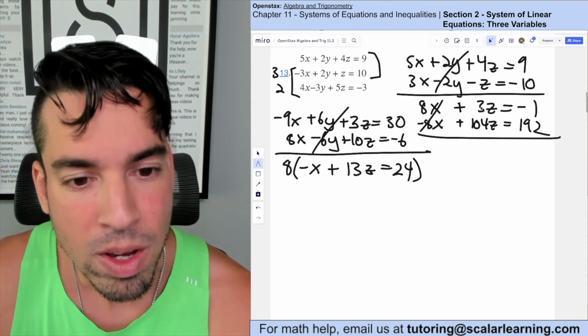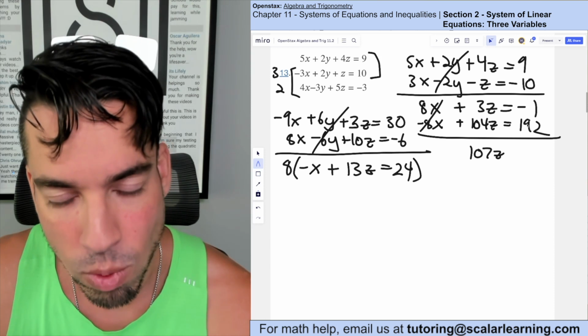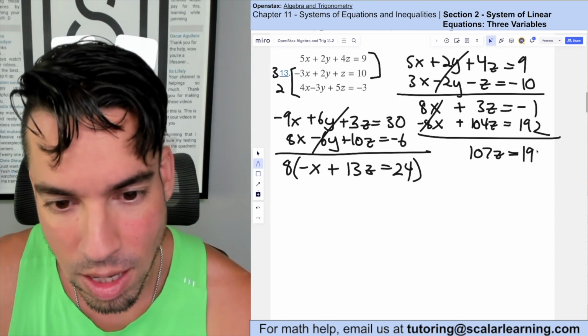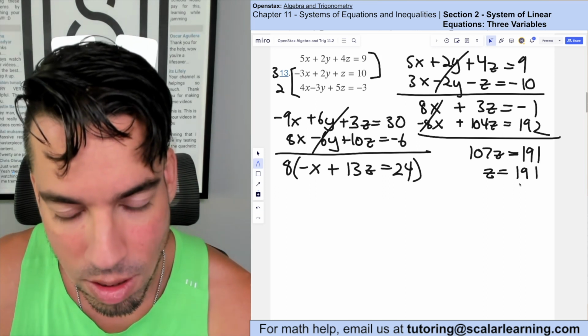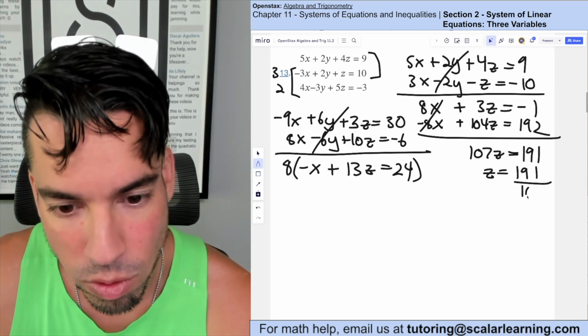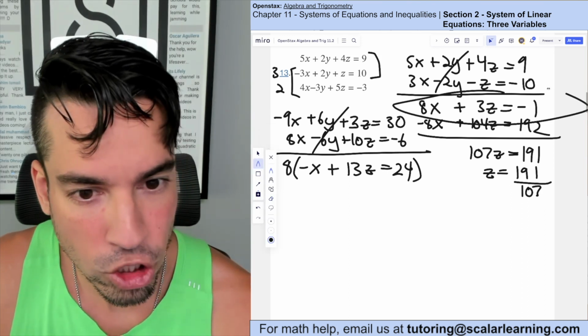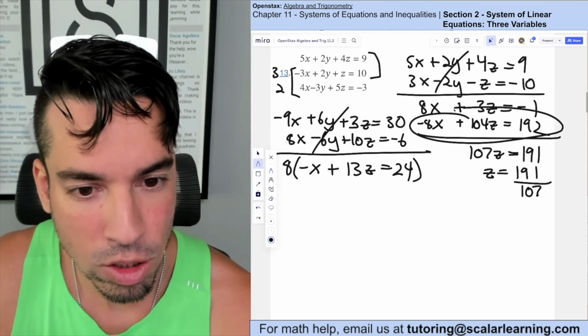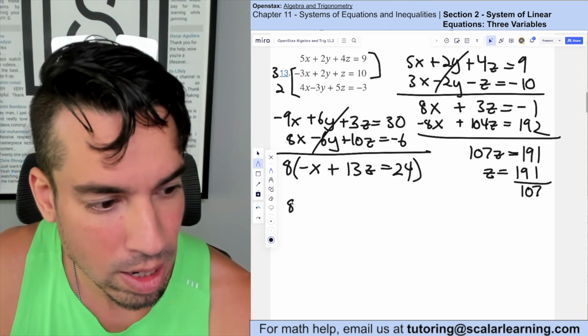These cancel out. 3z plus 104z is 107z. And then we have 192 minus 1 is equal to 191. Divide both sides by 107, and we get this weird fraction, 191 over 107 for z. Now we can plug this back into this equation. That's arbitrary, right? I could also plug it into this one. It doesn't matter. But we're going to plug it in for z, and we're going to solve for x.